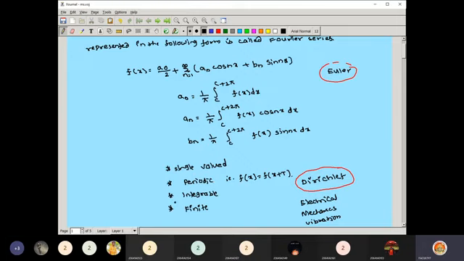Next, third condition: the function is integrable. Last condition: the function is finite.